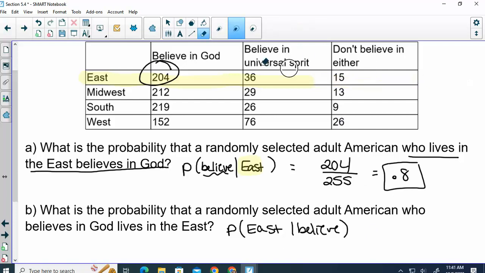Right. So this time, my condition is that they said they believed in God. So I'm only looking at these people from my table. So my total, my denominator, is what I get when I add all of those up.